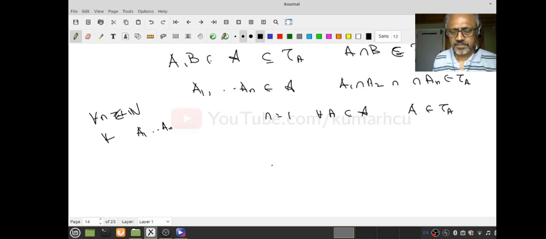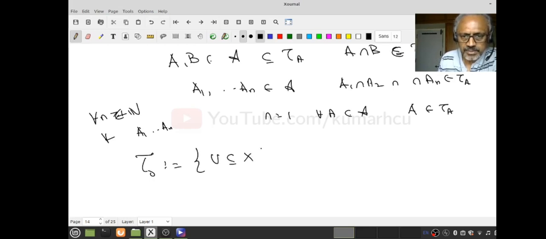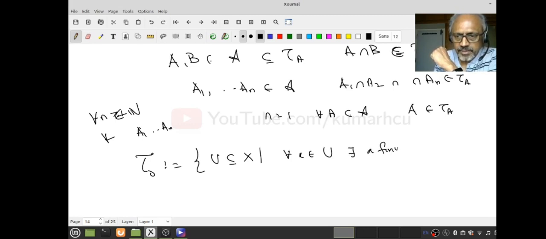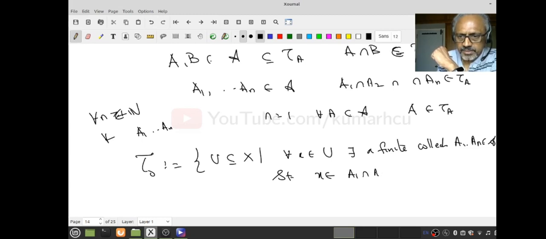Please pay attention. So what we are going to do is, I am going to look at tau naught equal to the set of all subsets U of X, so that for every X in U, there exists a finite collection A1, A2, up to AN in script A, so that X belongs to A1 intersection A2 intersection up to AN, and that's contained in U. Please pay attention.